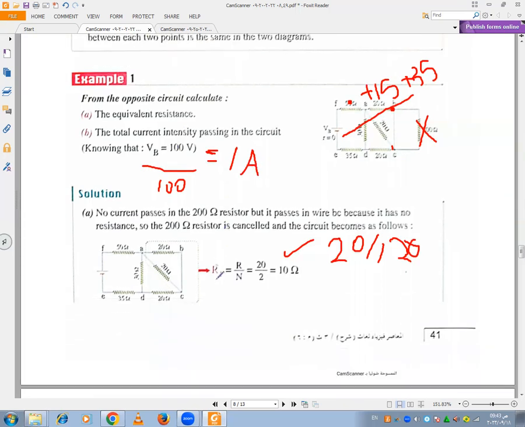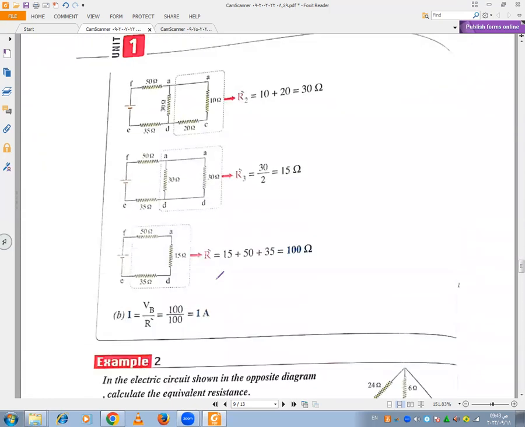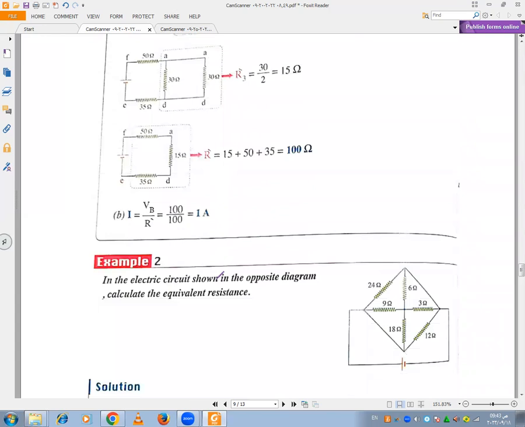Okay. Try to solve this example. There is another idea about the connection of resistances, series or parallel or a mix between them. Inshallah, next session we will complete these ideas.